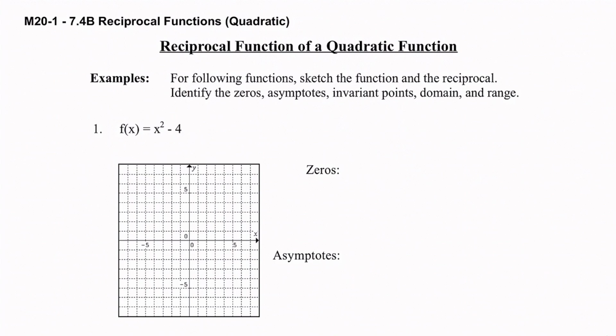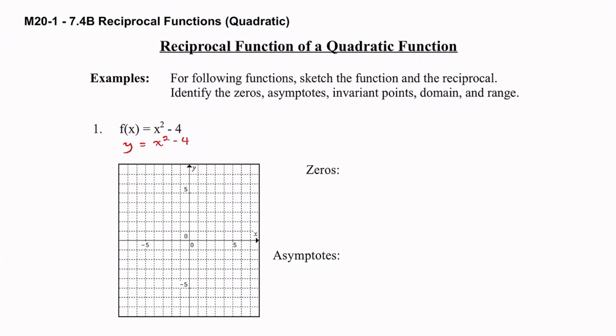So for the first one, it says, for the following functions, sketch the function and the reciprocal. Identify the zeros, asymptotes, invariant points, domain, and range. So really everything that we did in our last lesson with linear functions. So here's our function, f of x equals x squared minus 4. And remember, that's the same as just saying y equals x squared minus 4. So what I'm going to do first is find most of the information and the graph for just this function right here, and then after I'm going to do it for the reciprocal function.